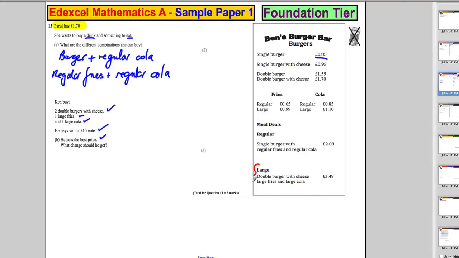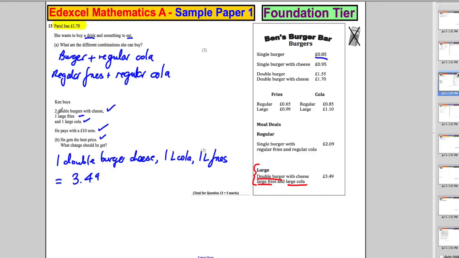Now, in this option here, he gets one double burger with cheese, a large fries, and a large cola for £3.49. And that's got to be better than a double burger, which is £1.70, a large cola, which is another £1, that would be £2.80, and large fries, which is like a pound, which would be £3.80. So that's certainly better. So one double burger with cheese, one large cola and one large fries, and that is equal to £3.49.